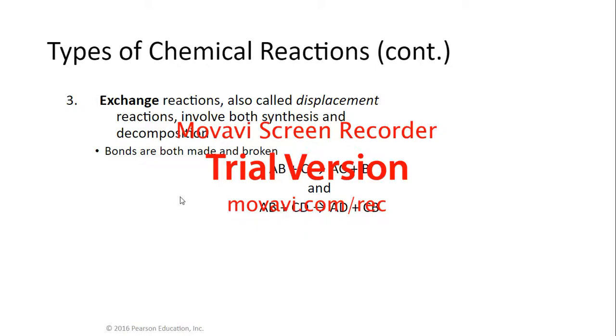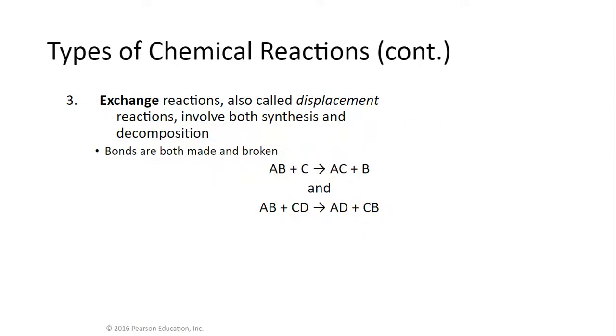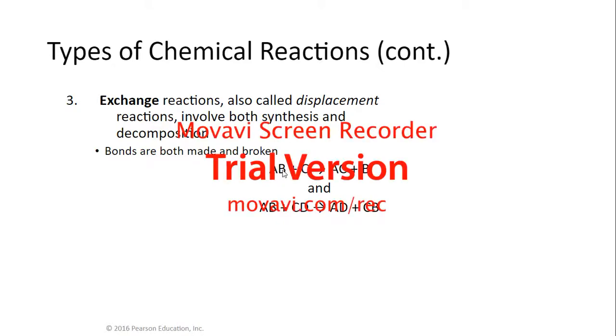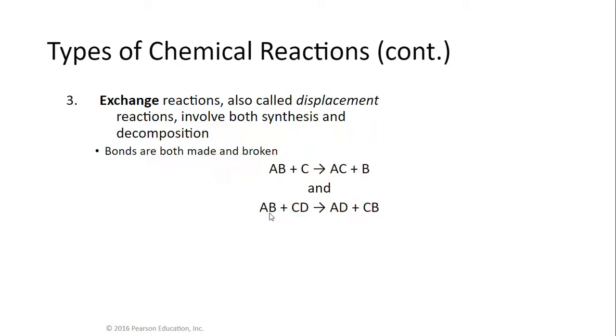All right, so then you also have exchange reactions, or also called displacement reactions. So in this case, it can involve both synthesis and decomposition. But essentially what happens is you're kind of switching partners in exchange reactions. So you have AB plus C, now you have AC plus B. All right, you're kind of switching partners. Or you might have something like this: AB plus CD gives you AD plus CB. Okay, those are all displacement or exchange reactions.